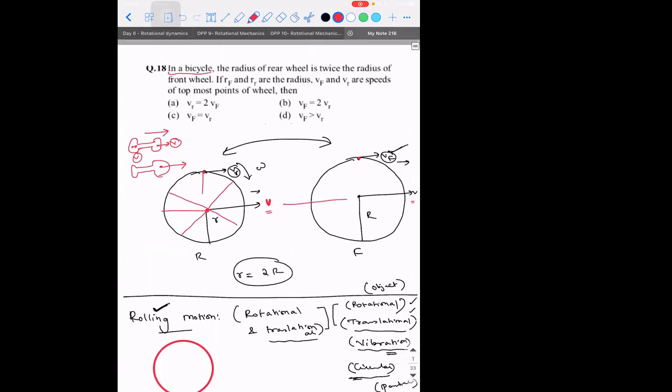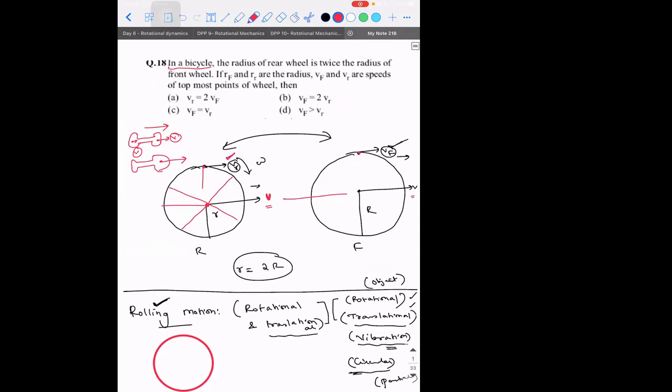Secondly, what is the velocity of point R and what is the velocity of point F? The velocity of R will be 2 times V, where V is the velocity of the center of mass. The velocity of F is also 2 times VCM. What is the relation between both? Both are equal. Yes, so option C is right.